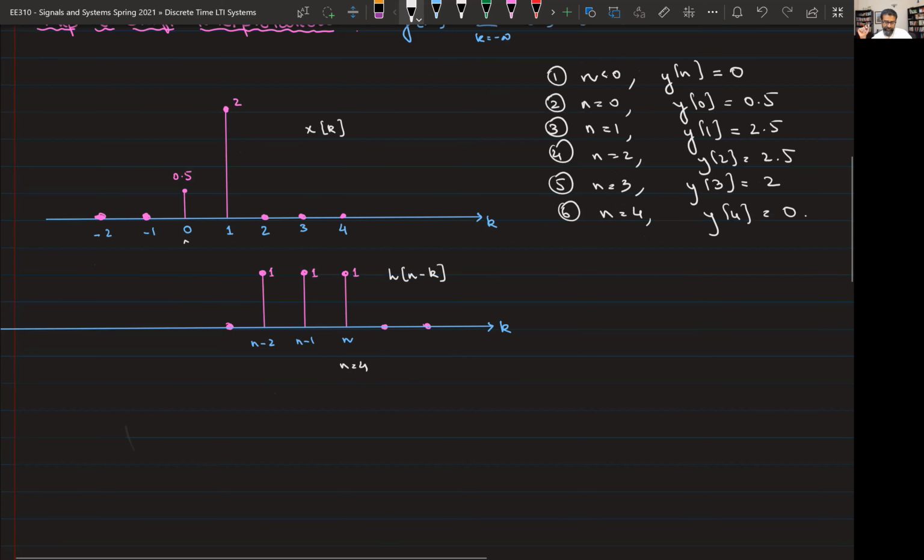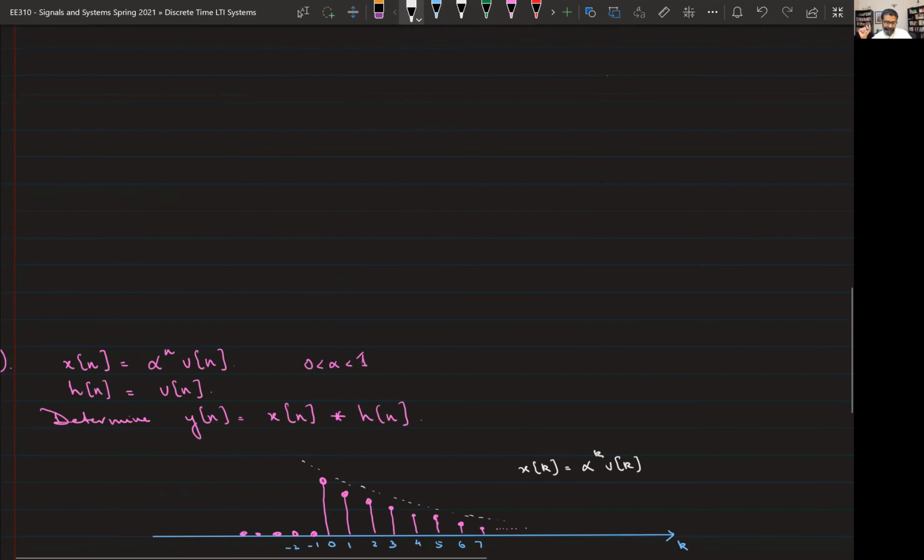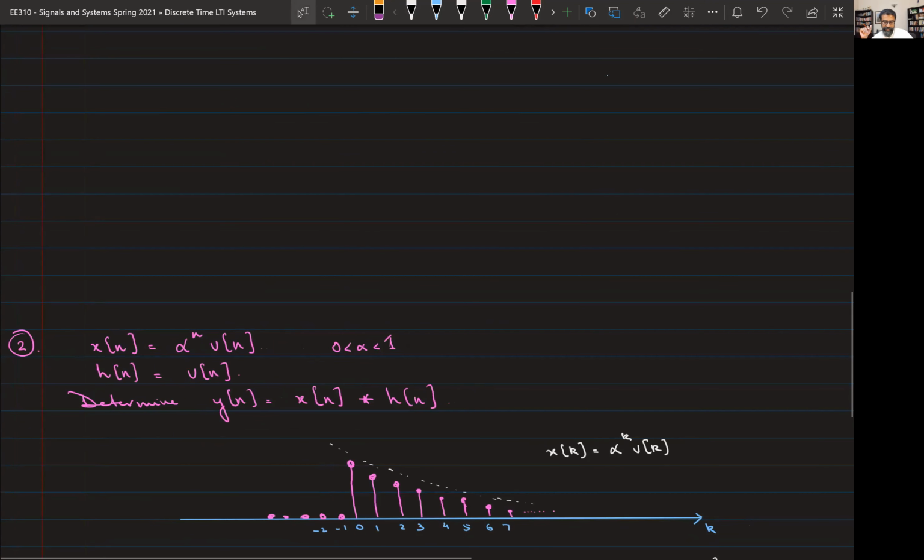So this is example number 2 now, right? So this is alpha raised to power n times u of n. That's your input signal where this alpha is between 0 and 1. So it's a positive number, but less than 1, okay? And your impulse response is the unit step. H of n is equal to u of n, right? And you need to determine the output, which is the convolution of x and h, right?